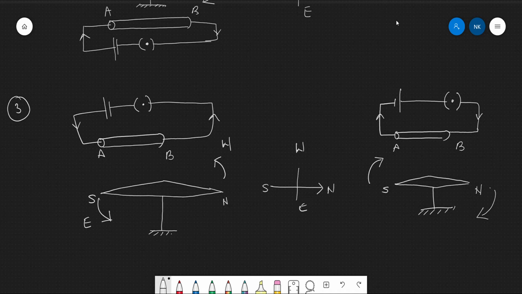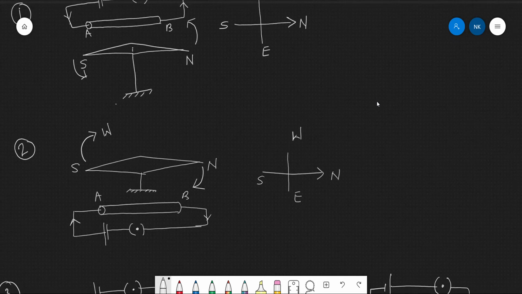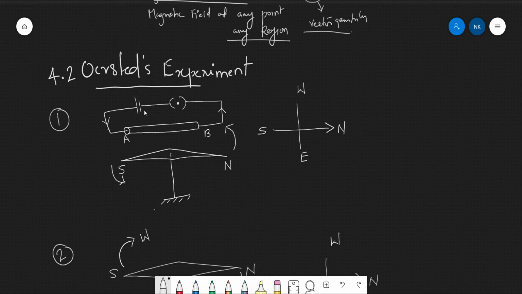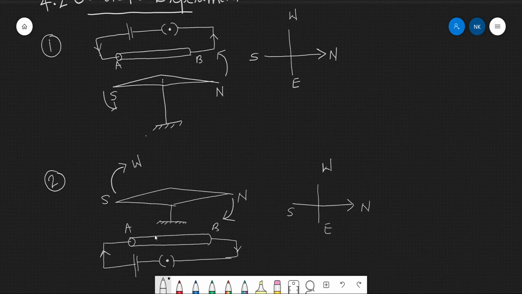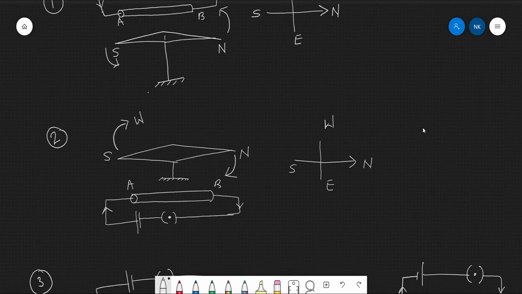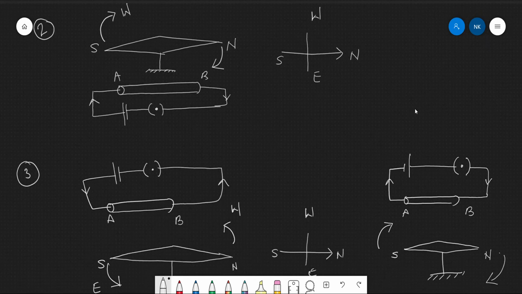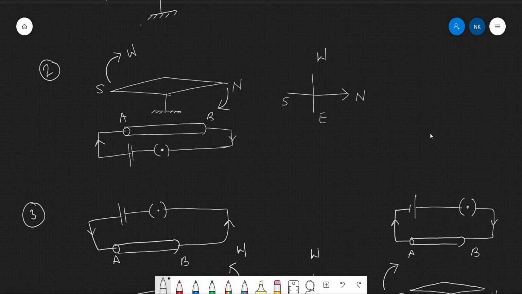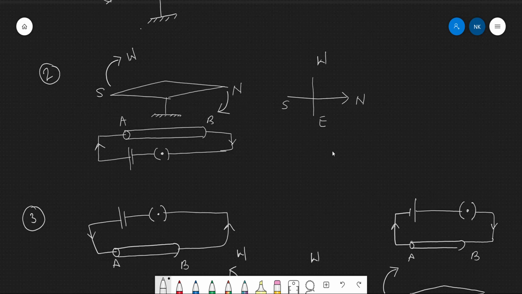So the first observation, we had the current moving from A to B. The north pole was turned towards west, and the south pole was turned towards east. And the second one, what I did is I changed the position of the wire. Here the position of the wire is below the compass. There it was above the compass needle, and the rotation was opposite to that of the first one. That is, the north was turned towards east and the south was turned towards west.